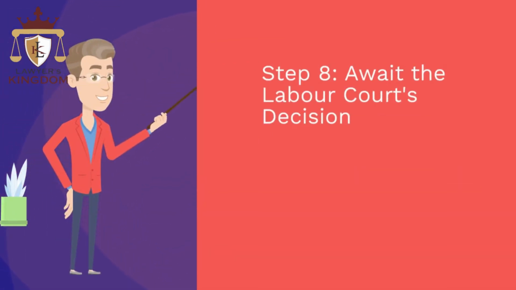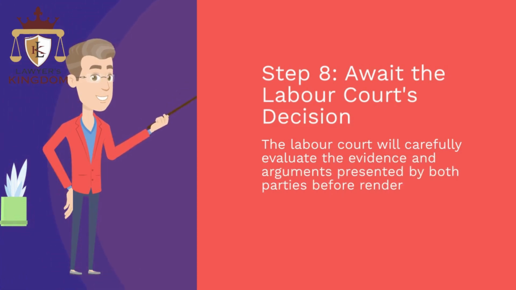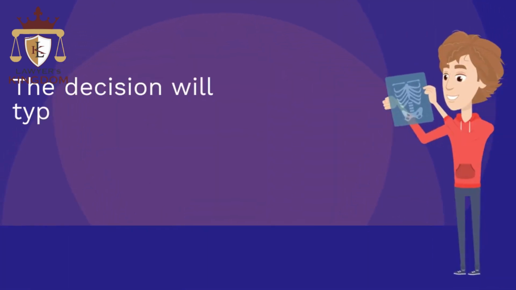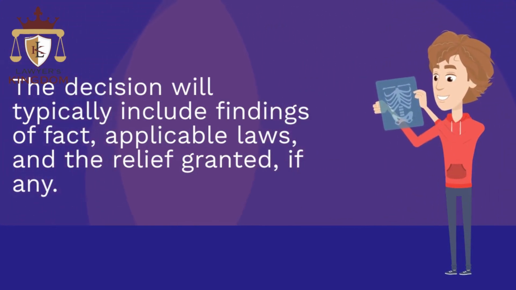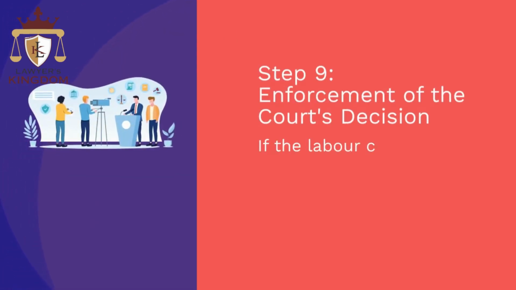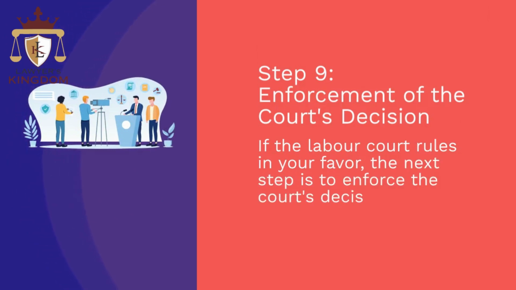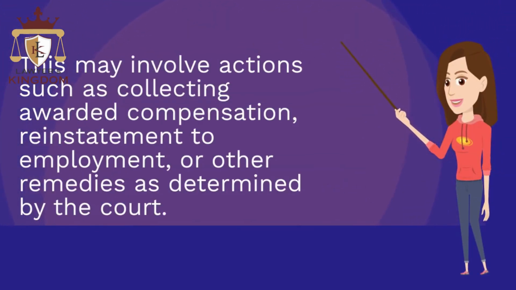Step 8. Await the labor court's decision. The labor court will carefully evaluate the evidence and arguments presented by both parties before rendering a decision. The decision will typically include findings of fact, applicable laws, and the relief granted, if any. Step 9. Enforcement of the court's decision. If the labor court rules in your favor, the next step is to enforce the court's decision. This may involve actions such as collecting awarded compensation, reinstatement to employment, or other remedies as determined by the court.